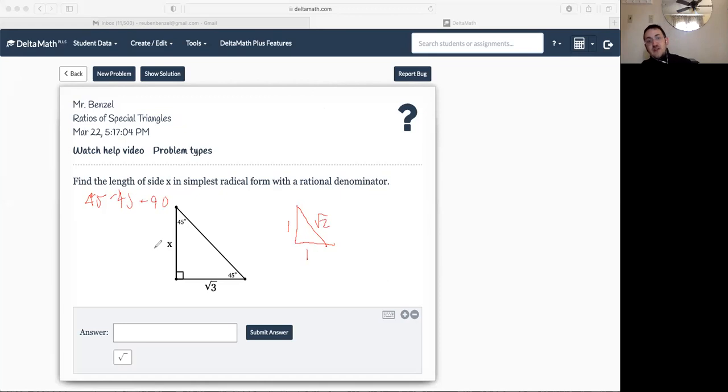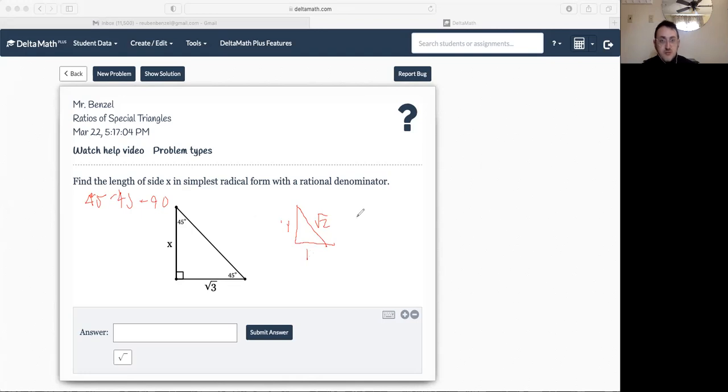Now, the mental math solver would make an observation and say, my legs are congruent. So if this is 1 and that is 1, and this is square root of 3, then x also has to be square root of 3. Now, some people are naturally good at special right triangles. If you're not that person, I recommend that you treat this like similar triangles.